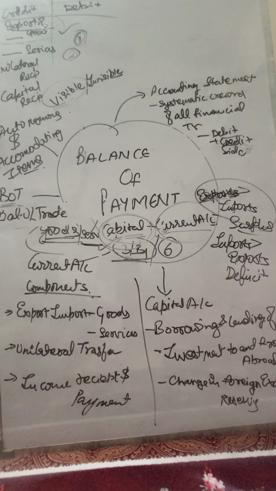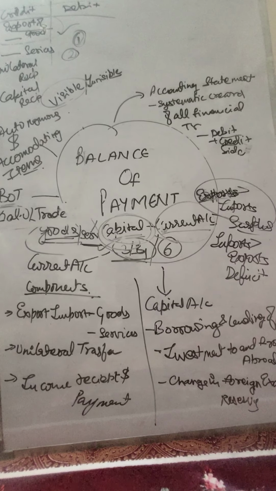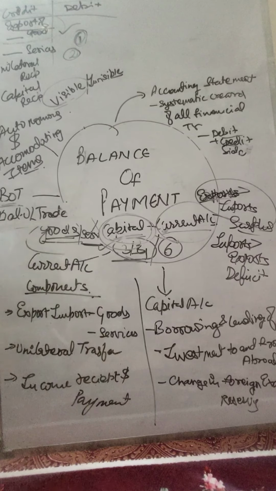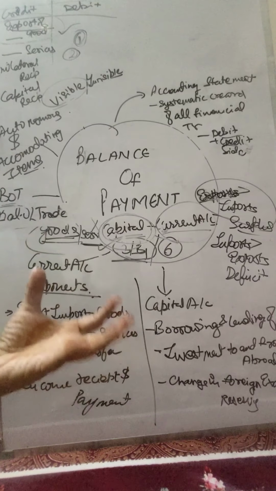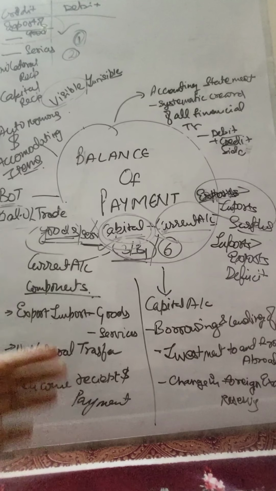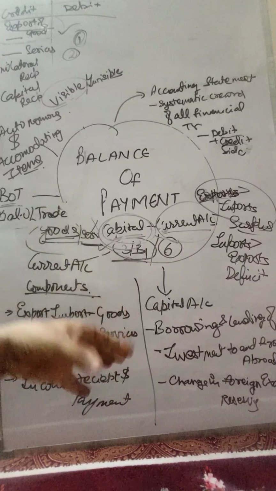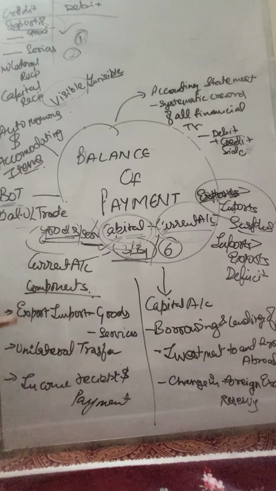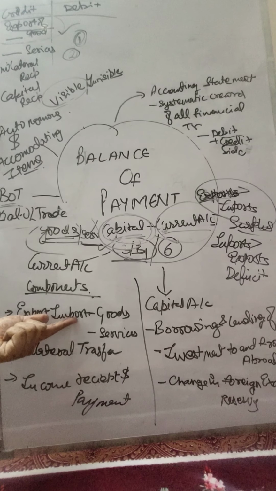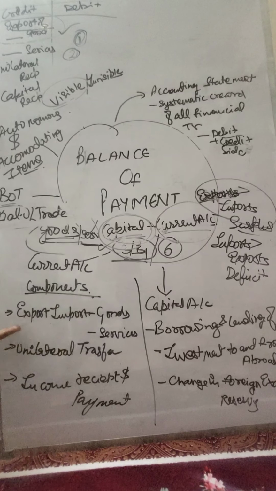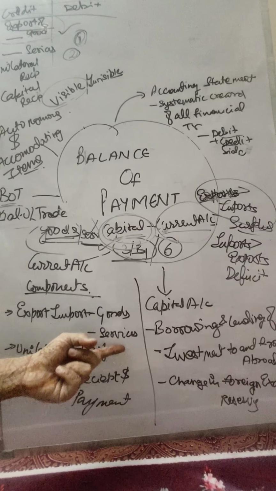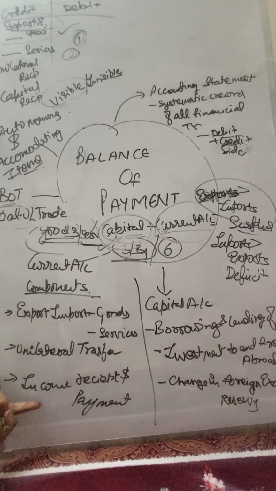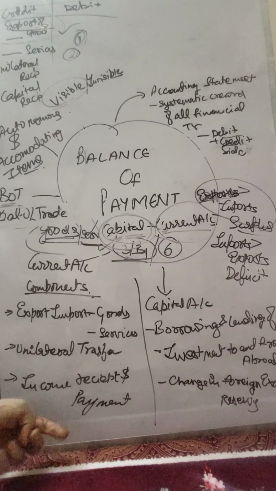So that becomes a definition also, that current account refers to the account which records transactions related to all those things which I just told you. Now, what are its components? Components refers to all those items that are included under that account. So under components, we mention export, import of goods first. Second, export, import of services. Third, unilateral transfers. Fourth, income receipts and payments.